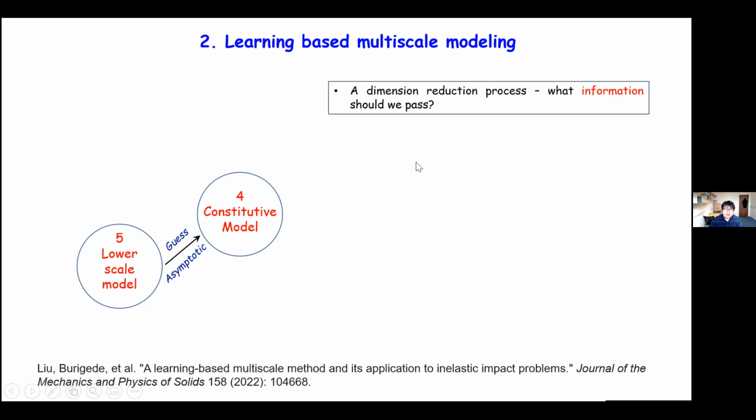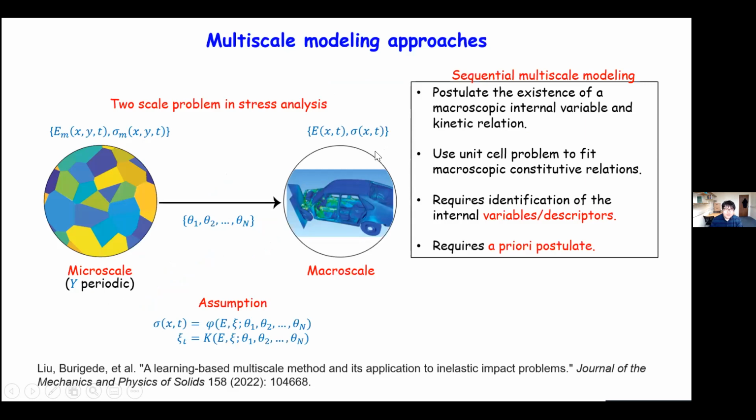And the answer to this is the mathematical theory of homogenization. And the answer is yes. So we don't really need to pass all the fully resolved micromechanical details from a low length scale model to a high length scale model. And there are basically two mainstream ways to deal with this problem.